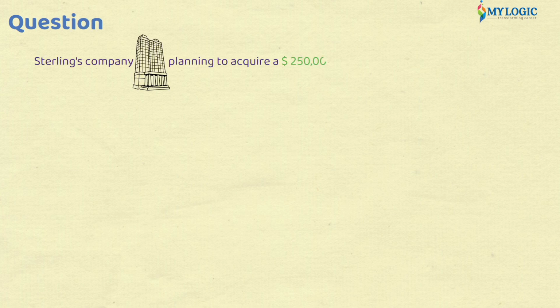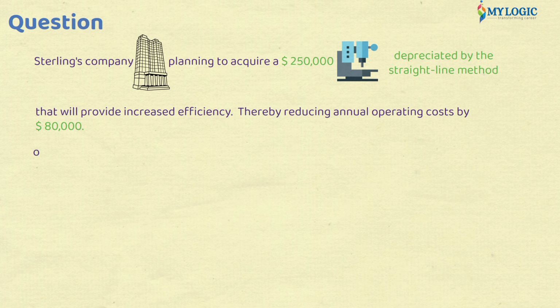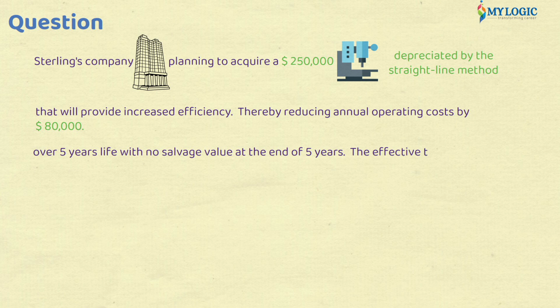Question: Sterling's company is planning to acquire a $250,000 machine that will provide increased efficiency, thereby reducing annual operating costs by $80,000. The machine will be depreciated by the straight-line method over a 5-year life, with no salvage value at the end of 5 years. The effective tax rate is 40%. Find the payback period.